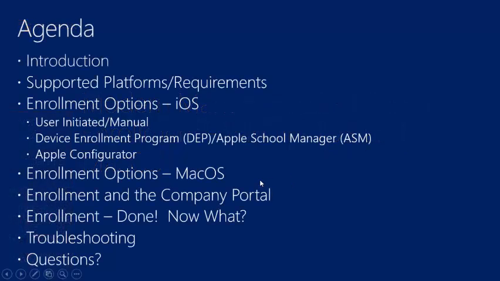So here's the agenda, similar to what we did whenever we covered the Windows devices last time. Just a quick review, very simple, of supported platforms and requirements there. Look at 3 different ways, really kind of 4 ways, that we can enroll iOS devices. Then we'll shift over and talk about enrolling macOS specifically. Then talk a little bit about the company portal and a couple of other odds and ends. Wrap up with some troubleshooting, and we'll be done.